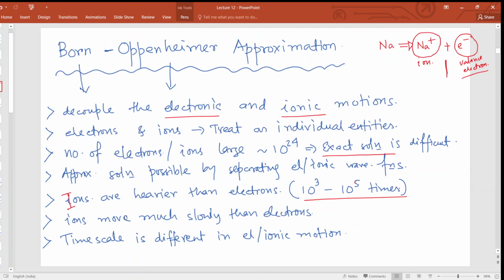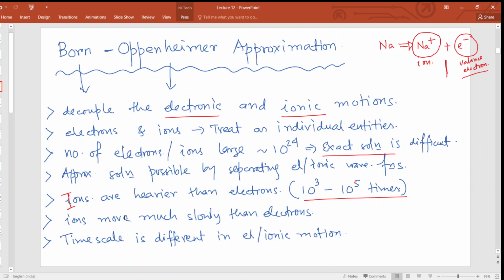So the idea is clear, we all know. We are just taking different routes. The approximation here is that we have ions and electrons, and both have independent motions. What we are trying is decoupling them separately. So electronic motion and ionic motion, we are treating them as different entities, so there is no interdependence. That is the thing.